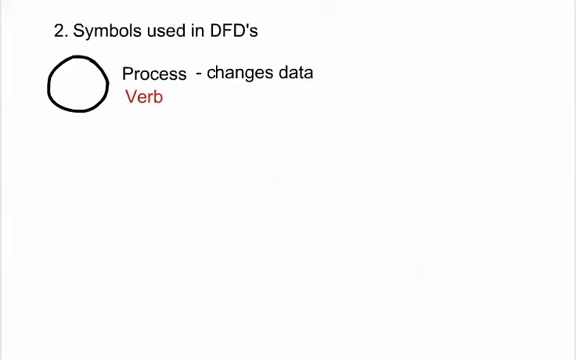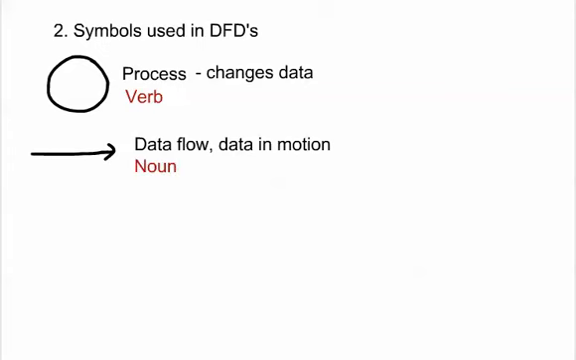The second symbol is data flow, and that is simply just an arrowed line. Data flow is seen as data in motion. Data flow is named using a noun because we want to know what it is that flows from one place to another. The third symbol is called a data store, and that is a rectangle box.